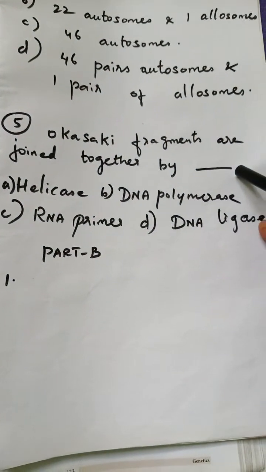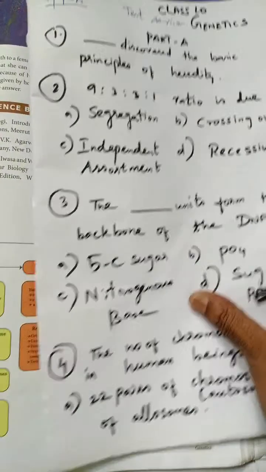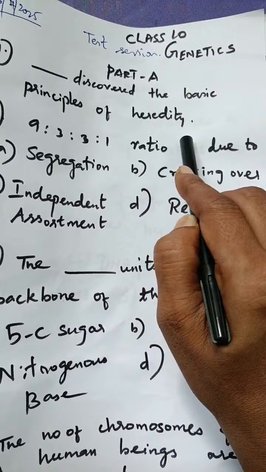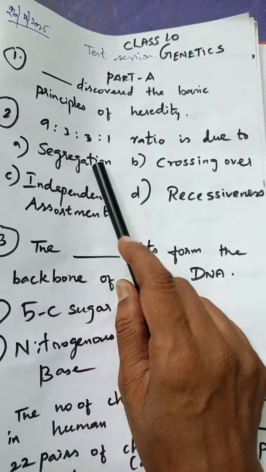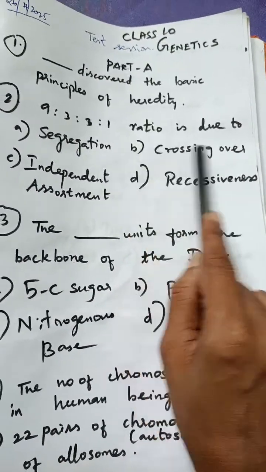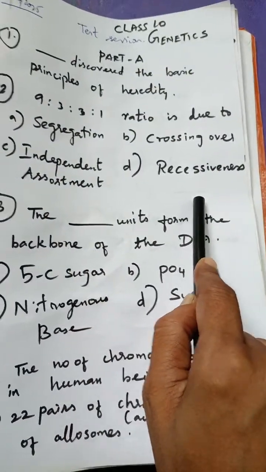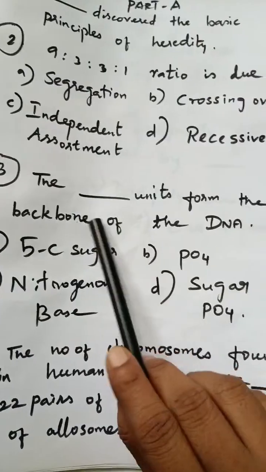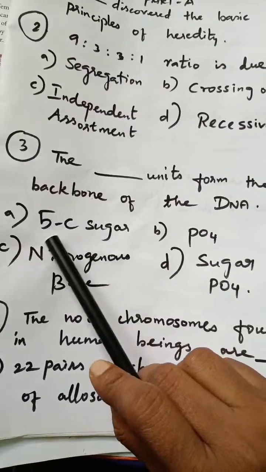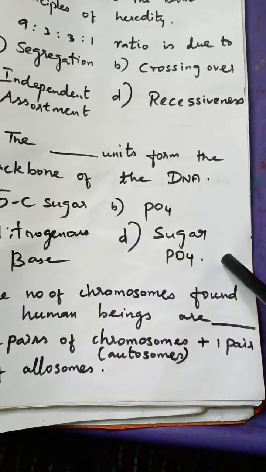Shall I repeat the questions again? The first question is, who discovered the basic principles of heredity? Then the 9:3:3:1 ratio is due to which option: segregation, crossing over, independent assortment, or recessiveness? And the next is, the units which form the backbone of the DNA: the 5-carbon sugar, the phosphate, the nitrogenous base, or the sugar plus phosphate.